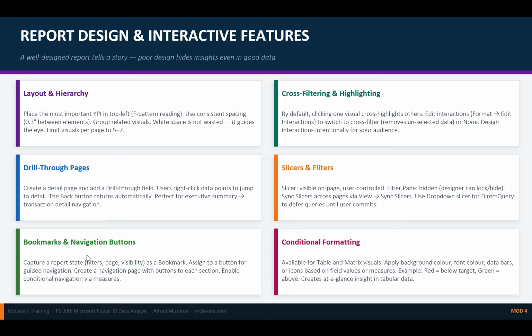Then moving on to the bookmarks and navigations. I talked about this. Then there's that conditional formatting, right? Which is available only for table and matrix visuals. This one allows you to do like what we do in Excel to apply background color, data bars, icon sets, font color, etc. Right?